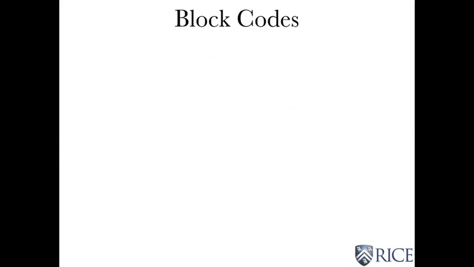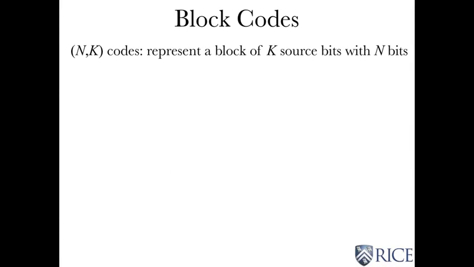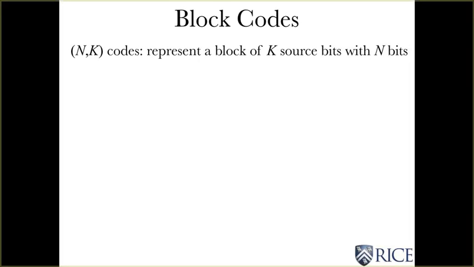But first we need to know about what are called block codes, and this is a generalization of the repetition code. Repetition code is a special case of a block code. So here what we're going to do is take in a block of k source bits at once, and what we're going to put through the channel are n bits derived from those k. So in the case of the repetition code, we took in 1 bit and put out n. More generally, we're going to try to take in more than 1 bit at a time and put out n, and that's an (n,k) code.